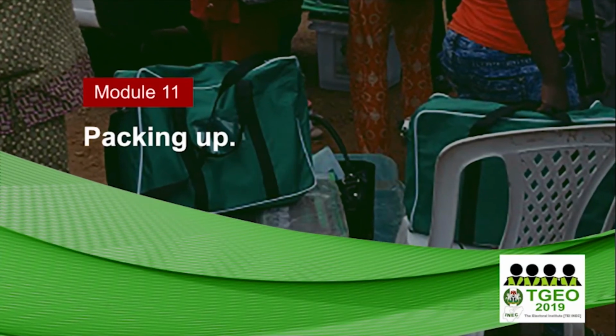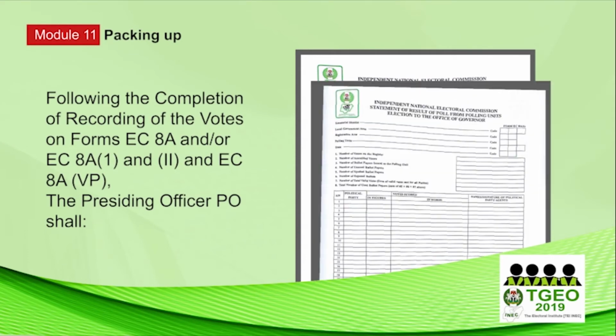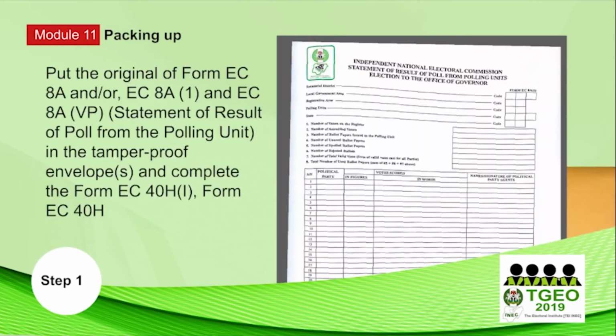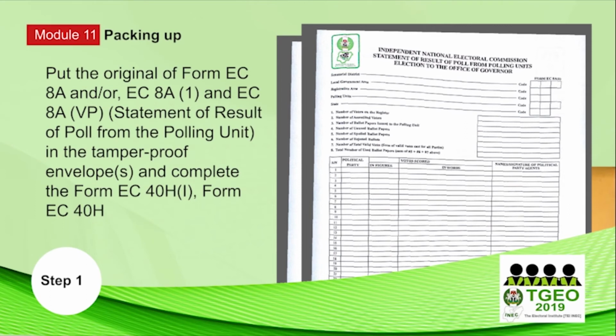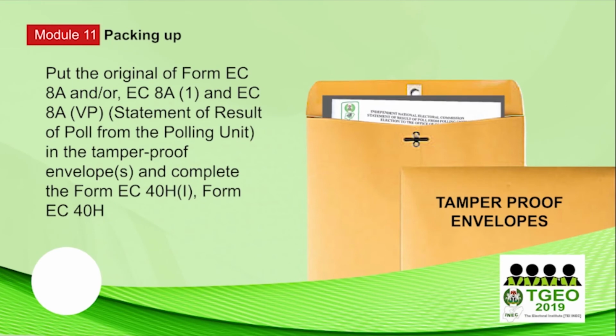Module 11. Packing up. Following the completion of recording of the votes on Forms EC8A and or EC8A1 and 2 and EC8A VP, the presiding officer (PO) shall: Step 1. Put the original Form EC8A and or EC8A1 and EC8A VP Statement of Result of Poll from the polling unit in the tamper-proof envelopes and complete the Form EC40H1, Form EC40H.